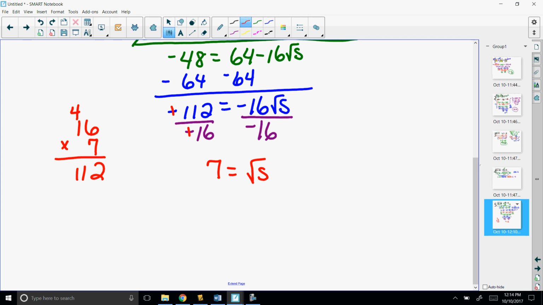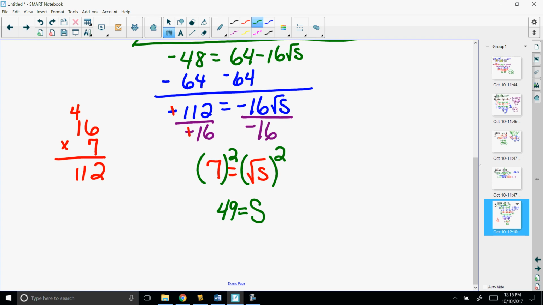Not divide by the radical. How do you get rid of a radical? You square it. You get rid of the square root by squaring, and I get s is equal to 49. But before you finish, since you started with radicals, what do you have to do?